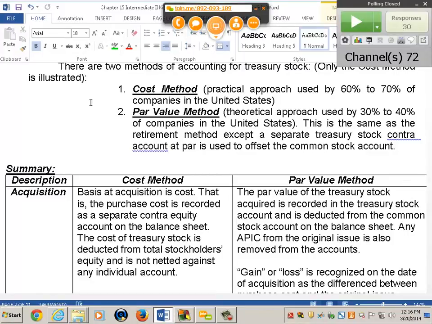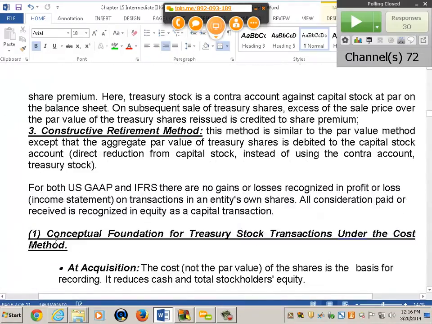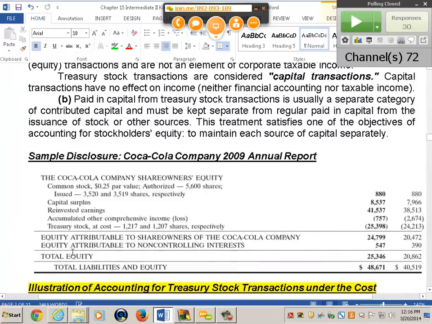What do you do when you reissue it? When you use the cost method, the shares are bought at cost, they're on your balance sheet at cost, and they are deducted from total stockholders' equity. It is a one-line reduction of total stockholders' equity. So if I can scroll down a little bit and have you look at, it's going to show you Coca-Cola.